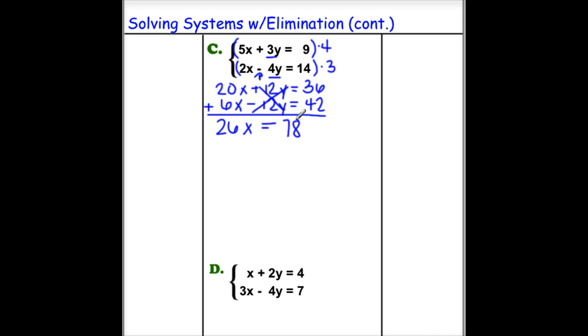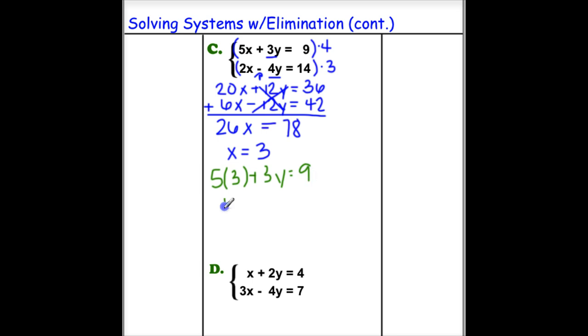So then I can go ahead and divide both sides by 26. And I know that 26 times 3 will give me 78, so x equals 3. Then I can go ahead and substitute that back in to one of the equations. I'm going to go with the top equation since it's all positive, and I get 5 times 3, since x equals 3, plus 3y equal to 9.